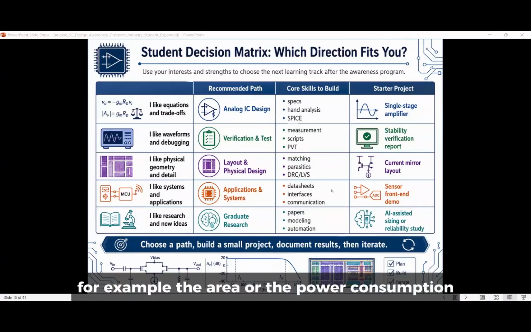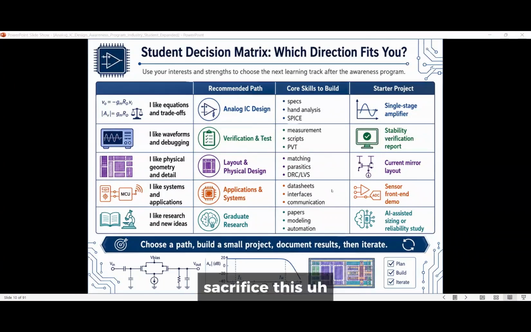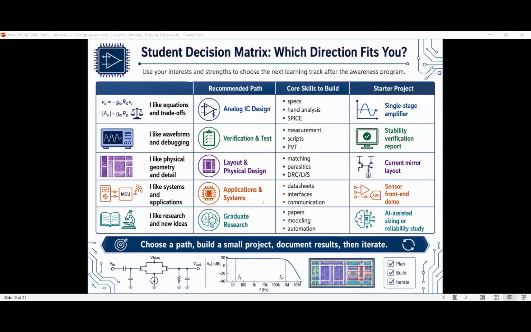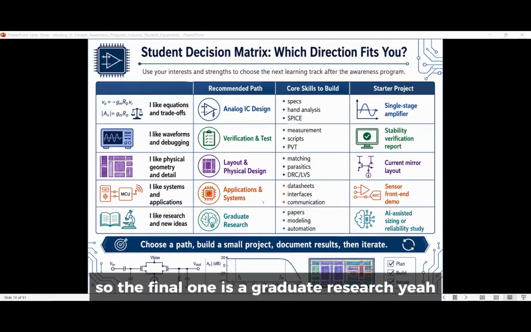For example, the area or the power consumption. Can we sacrifice this spec and we get a higher gain or higher responsivity of our circuit? So this requires lots of communication between different groups. Yeah. So the final one is graduate research.